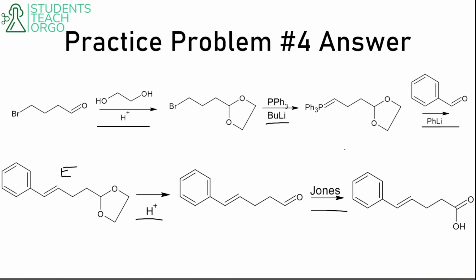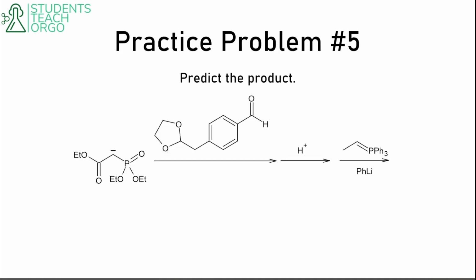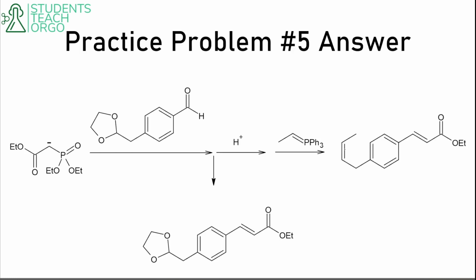All right, let's go to practice problem number 5. Predict the following product. Here I have a double Wittig reaction, so think about how that's going to work out. Let's move on. Well, the first reaction, what type of reaction is that? We have a stabilized Wittig, right? But it's not a Still-Gennari modification. It's just a standard HWE.